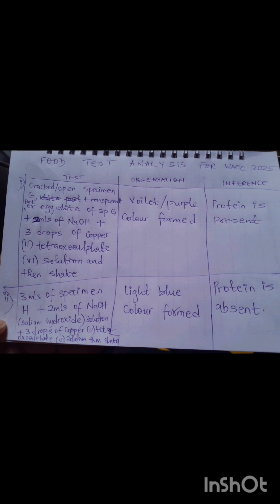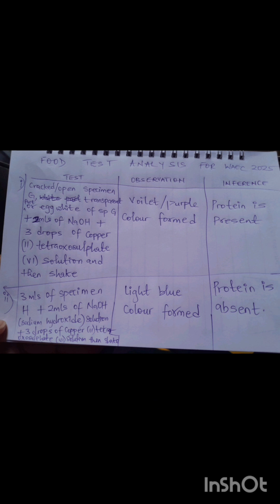But immediately you add that copper 2 tetraoxysulfate. Copper on its own is blue in color. That liquid that is light blue is always copper. Your teacher will label it copper 2 tetraoxysulfate 6. So when you collect that copper, let's say it's 3 drops or few drops or 2 drops, and you add it to where you have egg white and sodium hydroxide, you will notice that immediately you add it and you shake it, the color will start changing from the color of copper, which is blue, to purple or violet.